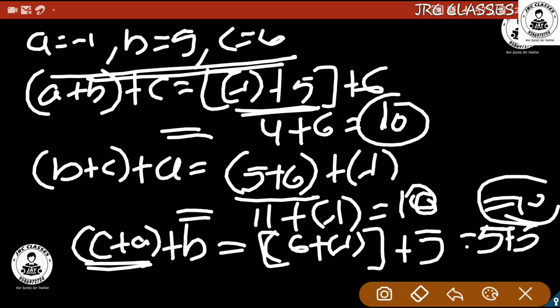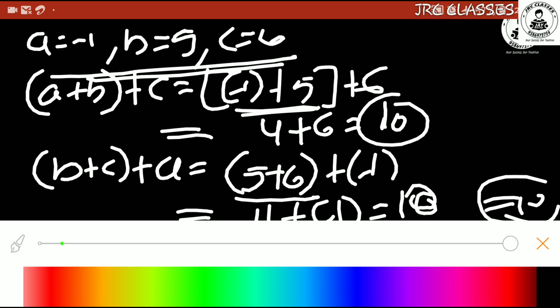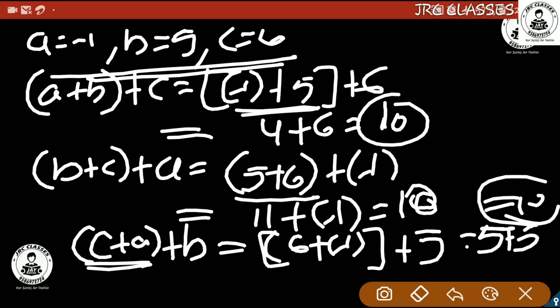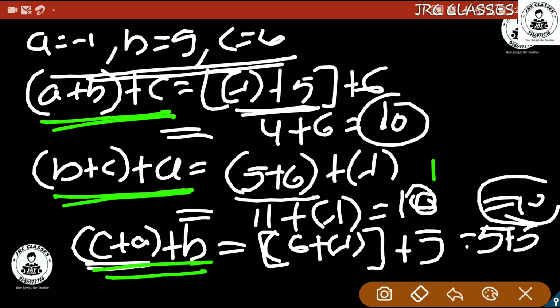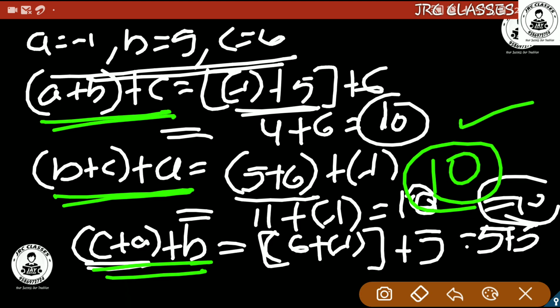So we know that in each and every group, whether it is A plus B plus C or B plus C plus A or C plus A plus B, our answer is 10 every time. So we can say that addition of integers is also associative. Okay. Now let's check for rational numbers.